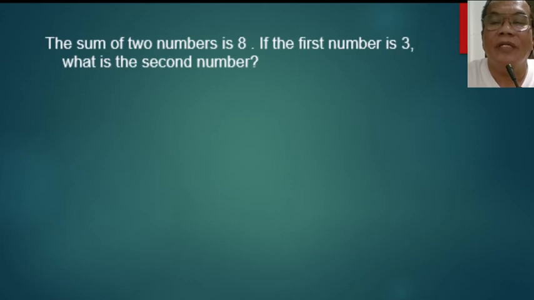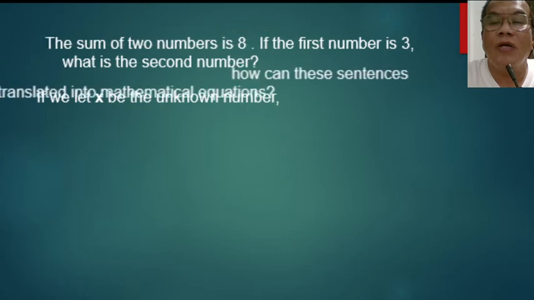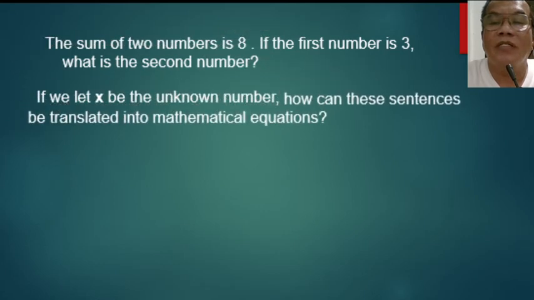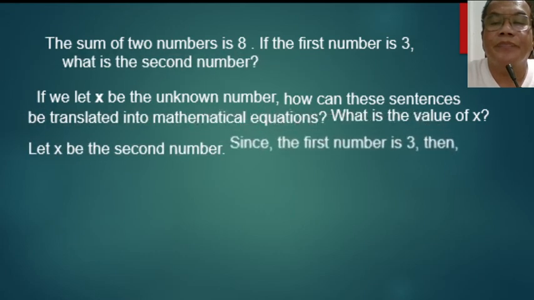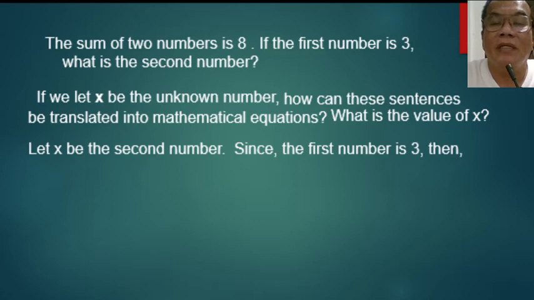Next, the sum of two numbers is 8. If the first number is 3, what is the second number? Of course, we have to analyze and translate. The sum of two numbers is 8. If the first number is 3, what is the second number? So let x be the unknown number. So how can we translate this into a mathematical equation? Since x is the second number, and the first number is 3, the equation is 3 + x = 8.